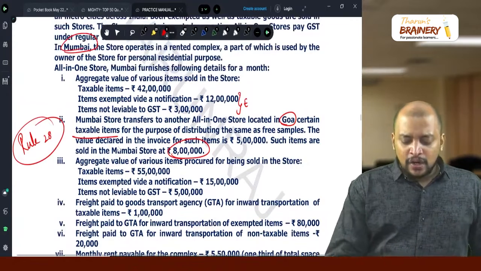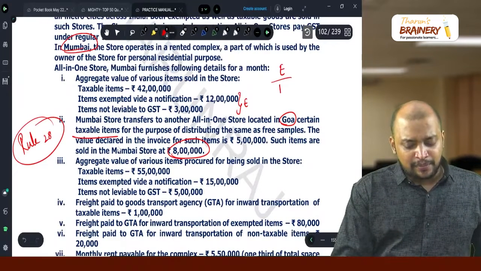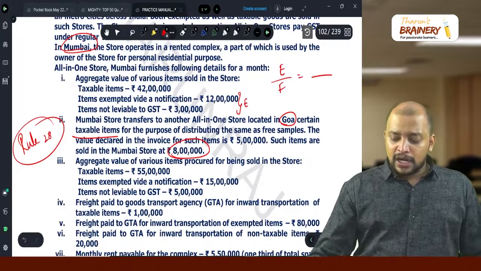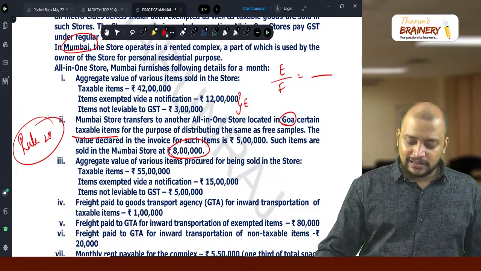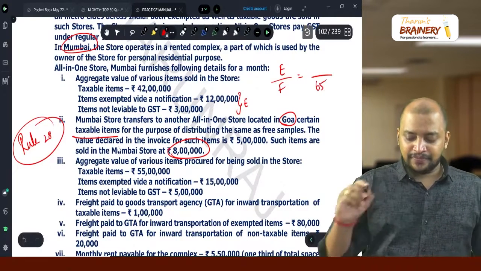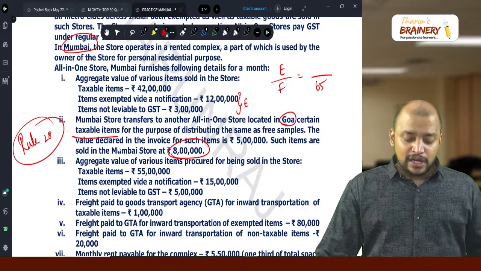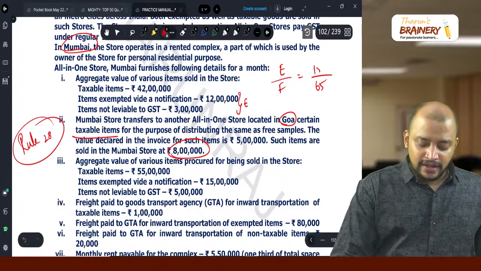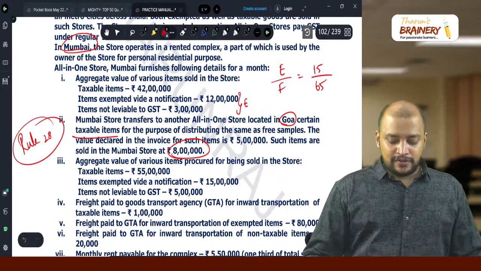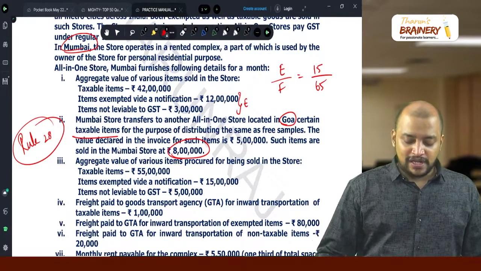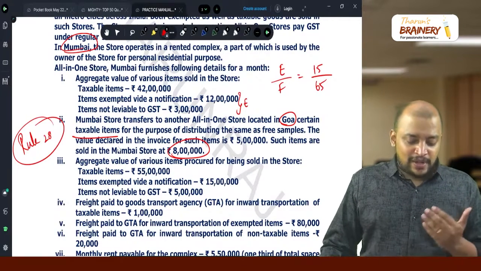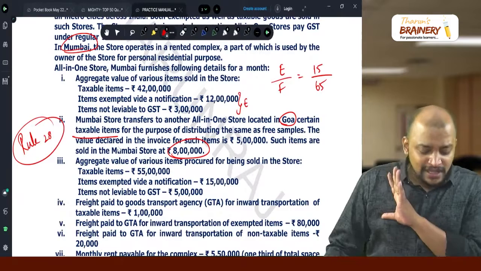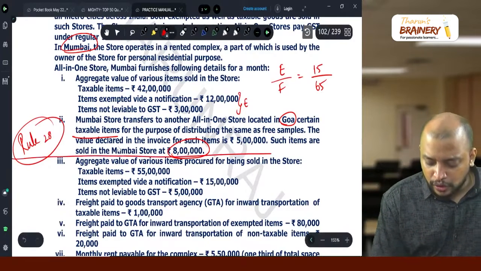Now, what is the exempted turnover divided by total turnover? The total turnover is 42 lakhs plus 12 lakhs plus 3 lakhs plus 8 lakhs, that will be 65 lakhs. Whereas the exempted turnover is 15 lakhs, that is 12 plus 3. So from this data, we got the exempted to total ratio.